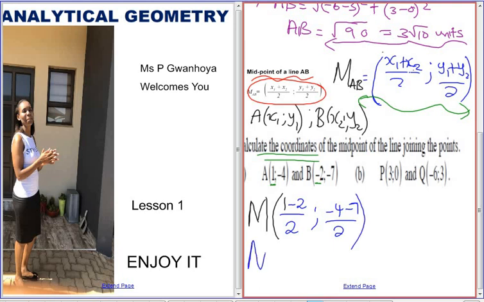Let's get the midpoint going for that one. 1 minus 2 is already known to be -1, so you put it over there, and then that should be -11, isn't it? -11 over 2. So let's put that one here as well. That is our midpoint for AB, for that line segment AB.